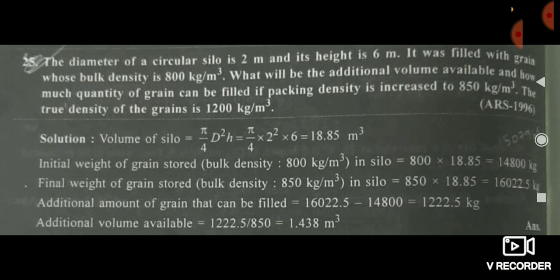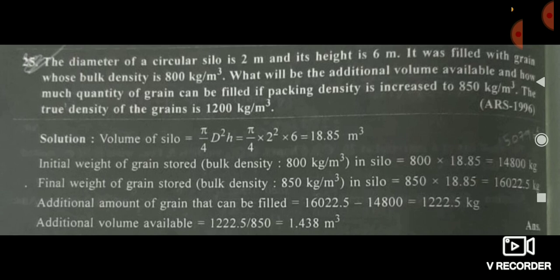The true density of grains is given, that is 1200 kg per meter cube. Friends, the first thing you should do, here the diameter is given and the height is given, so calculate the total volume of the silo. I have calculated here, that is 18.85 meter cube.